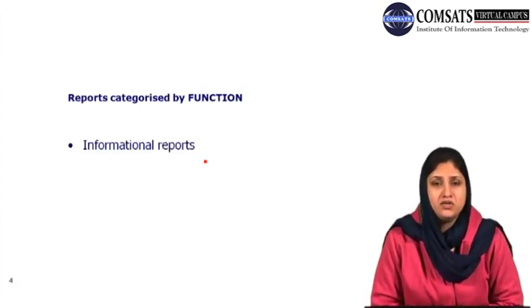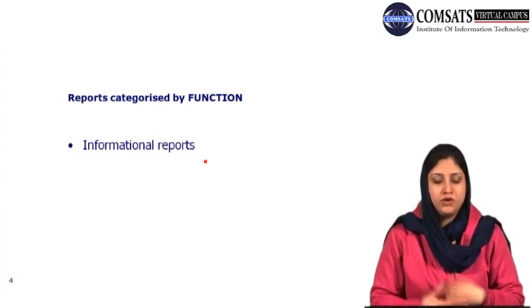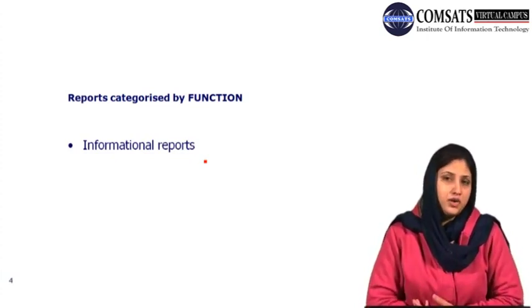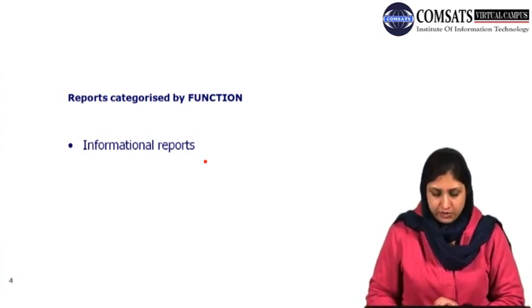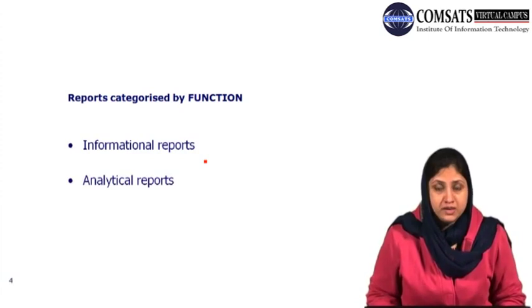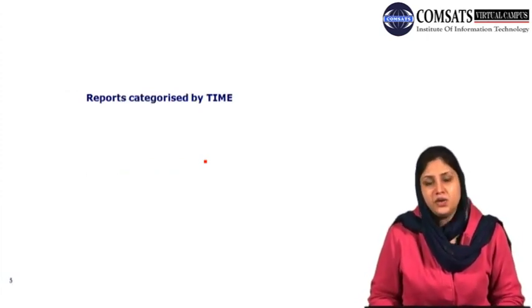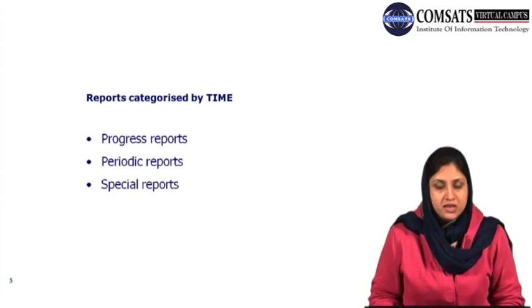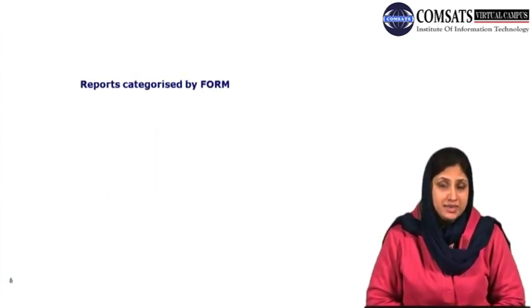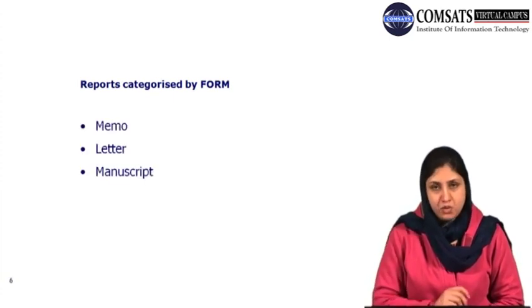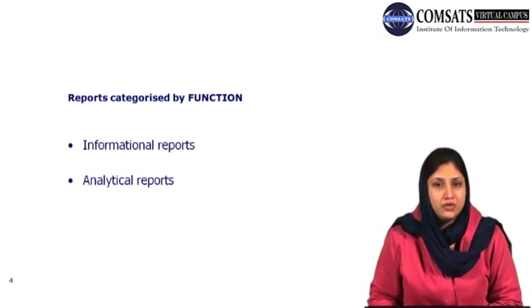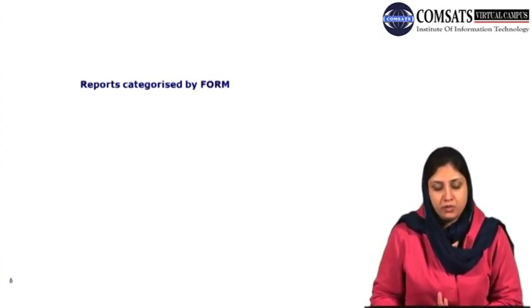Reports are categorized by three different phenomena, and they are function, time and place. If we are categorizing reports by function, there are informal reports, informational reports, and analytical reports. If we categorize reports by time, there are progress reports, periodic reports, and spatial reports. And if you categorize them by form, they are memo, letter, and manuscript. By form, by time, and then by function. These are the three general ways to categorize these reports.